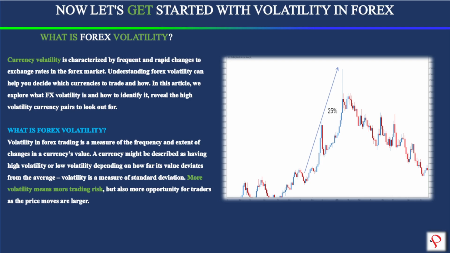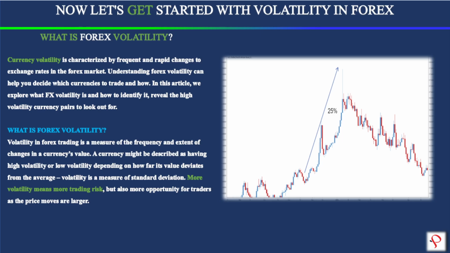Now let's get started with volatility in Forex. What is volatility? Currency volatility is characterized by frequent and rapid changes to exchange rates in the Forex market. So what I mean by this is that, let me use the Naira to explain. We can remember, there was a time when almost every week the dollar kept on tumbling the Naira. So you notice that the Naira was maybe selling at 600 per exchange, and in less than a week or two, it has moved from 600 to 900 or 1000 or 800.